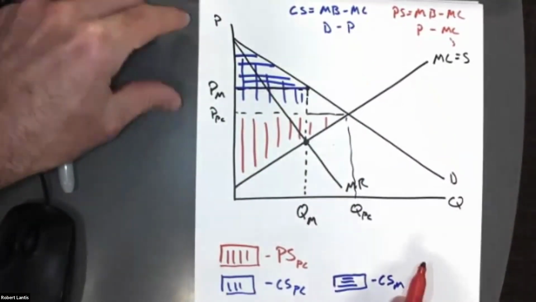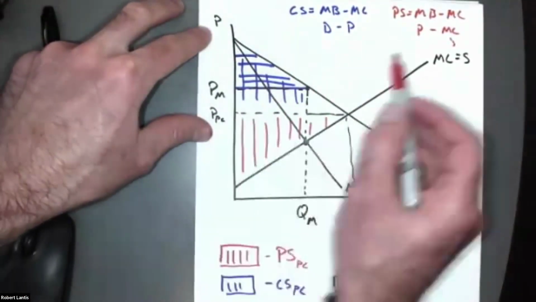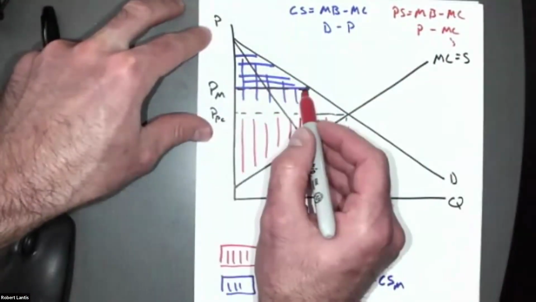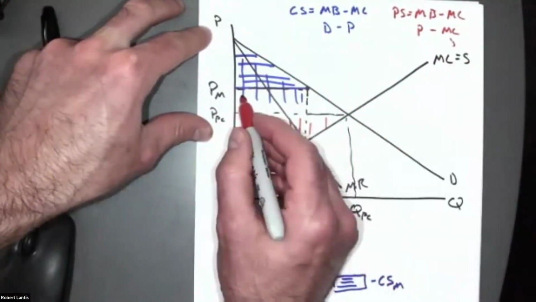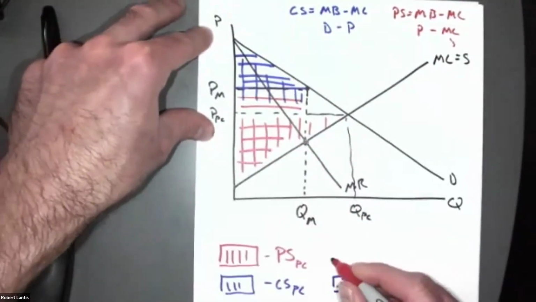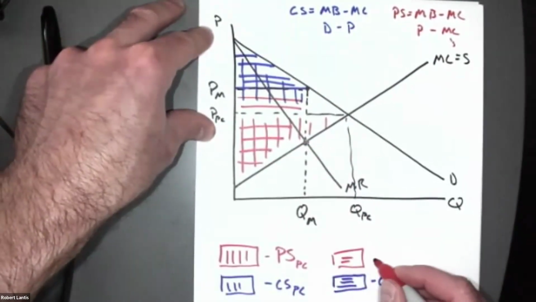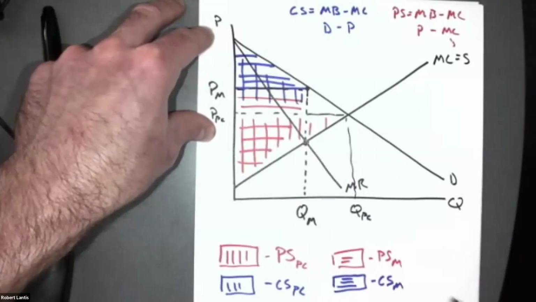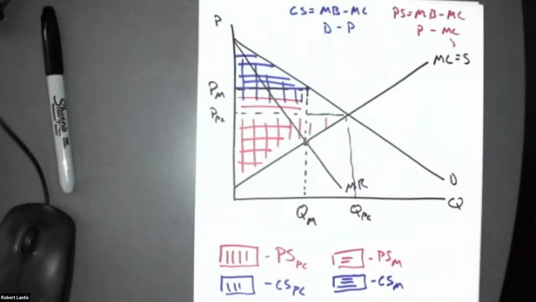Where is producer surplus going to be? Well, it's the difference between the price that the monopolist is now setting and our marginal cost. So it would be this area, represented by our horizontal red line. Okay.